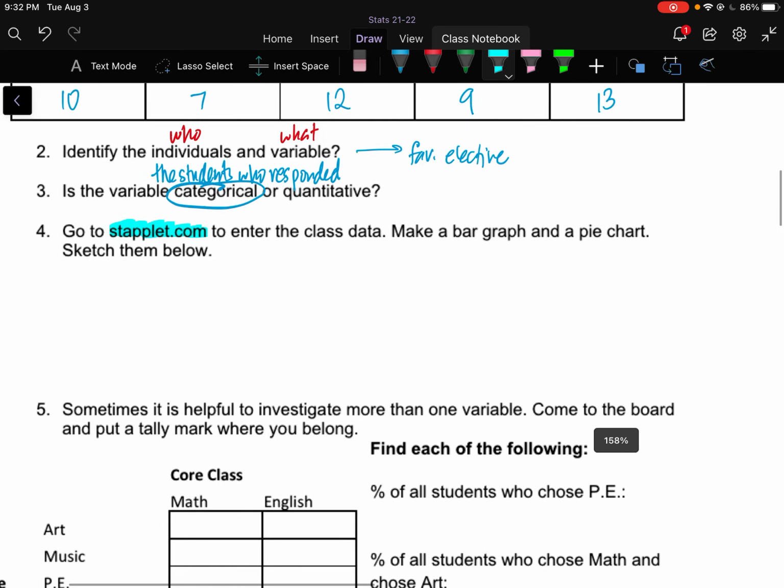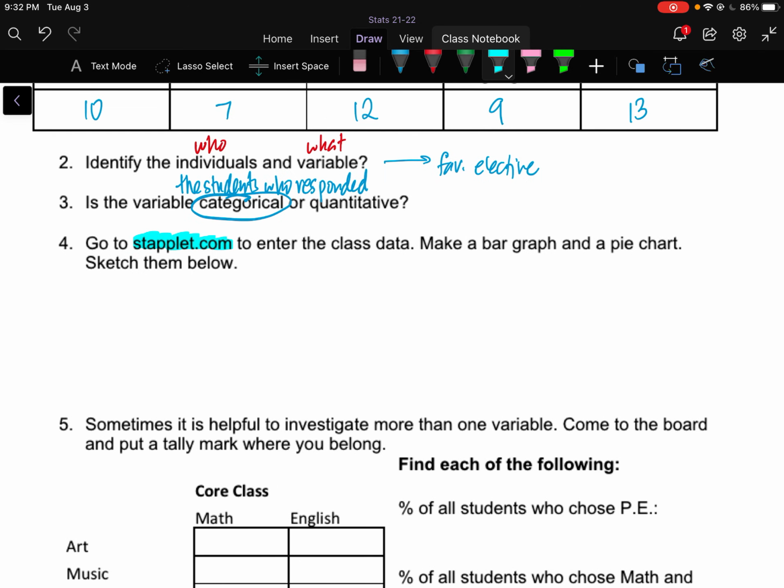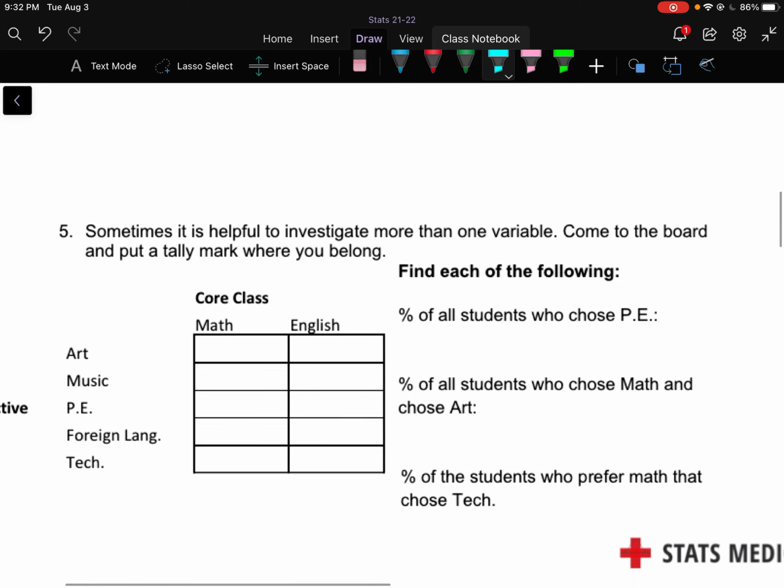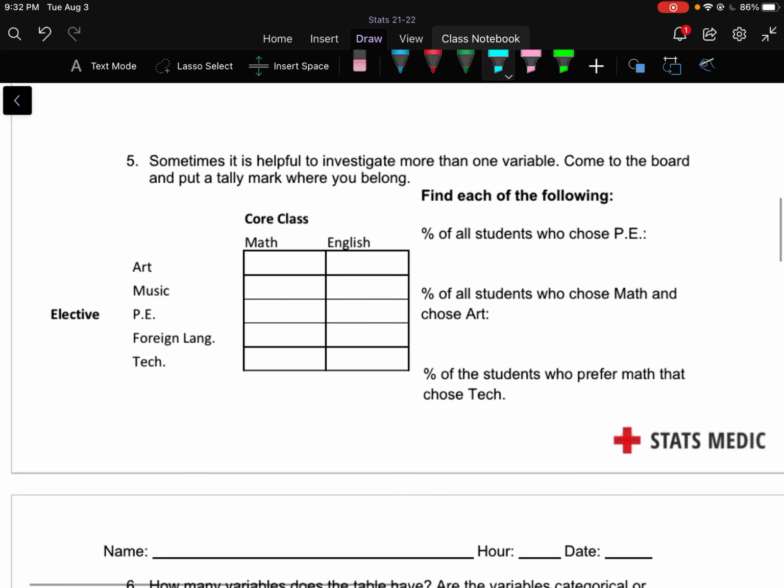All right, so you can go ahead and take a moment to sketch both the bar graph and the pie chart onto your note page. All right, and now we'll take a look at a situation where maybe we want to investigate more than just one variable.